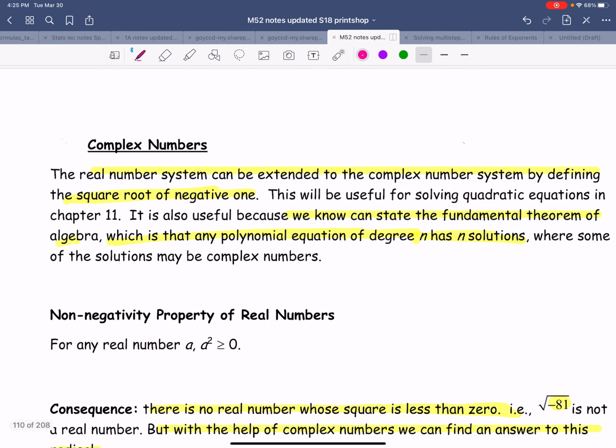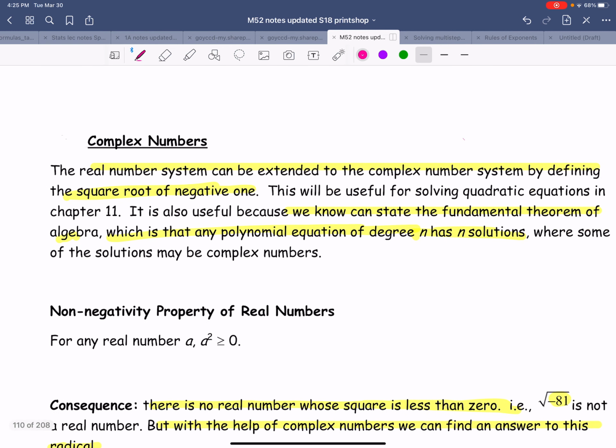In this video, we're going to discuss complex numbers. The real number system can be extended to the complex number system by defining the square root of -1. The complex number system is the biggest set of numbers we know. All real numbers are part of the complex number set.